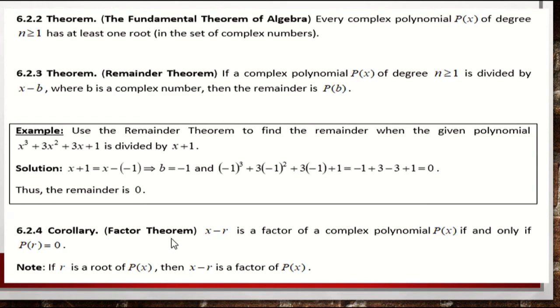Corollary, factor theorem. X minus r is a factor of a complex polynomial p of x if and only if p of r is 0. So, kung remainder nato 0, okay, so meaning factor si x minus r ni p of x. Note, if r is a root of p of x, then x minus r is a factor of p of x.